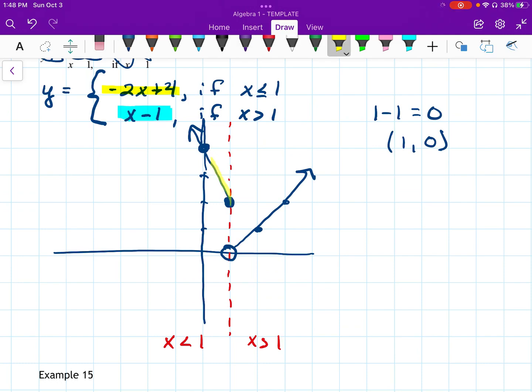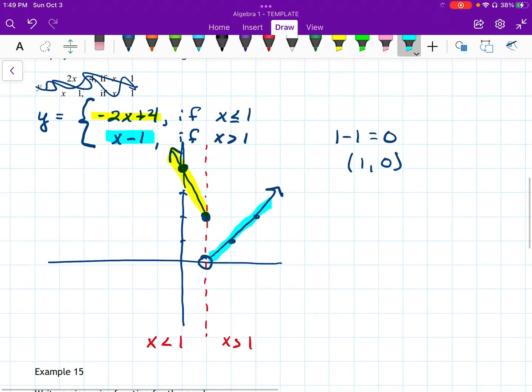Right? So if I just looked at this yellow highlighted part, it would look like the equation that I've highlighted yellow. If I just looked at the blue part, it would look like the equation that I highlighted blue. Together, it makes the piecewise function. It makes it that has a little jump there.